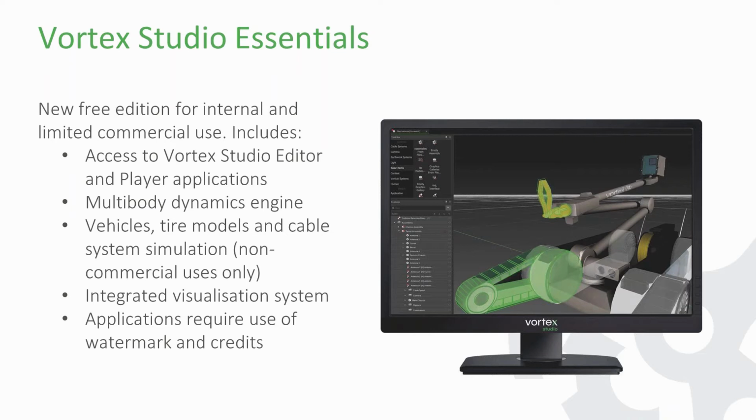Now, we also provide access to the vehicle, tire modeling, and cable system simulation capabilities of Vortex Studio, but these are restricted to non-commercial use only. If you're doing an engineering study, or a robotic system design either for a competition or for pure R&D, then you can use these to your heart's content, and that's going to be really great because this is something that's a lot more advanced than what's available on the market. It's also very interesting if you want to test Vortex Studio's capabilities before you commit to a purchase, because you're not going to get an expiration date on this. It's not a demo, it's not a trial, it's a full-blown free version of the software. Now, Vortex Studio Essentials also includes the entire capabilities of our integrated visualization system. So we're talking about particles and special effects, all of these are available as well.